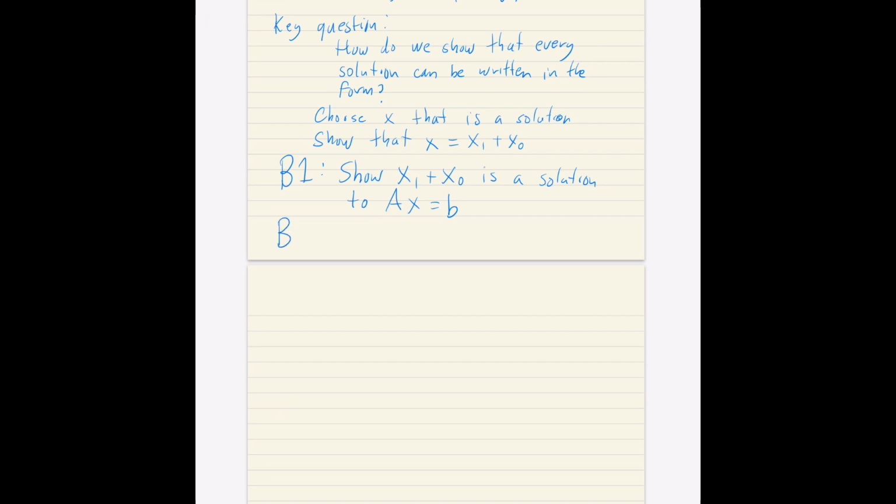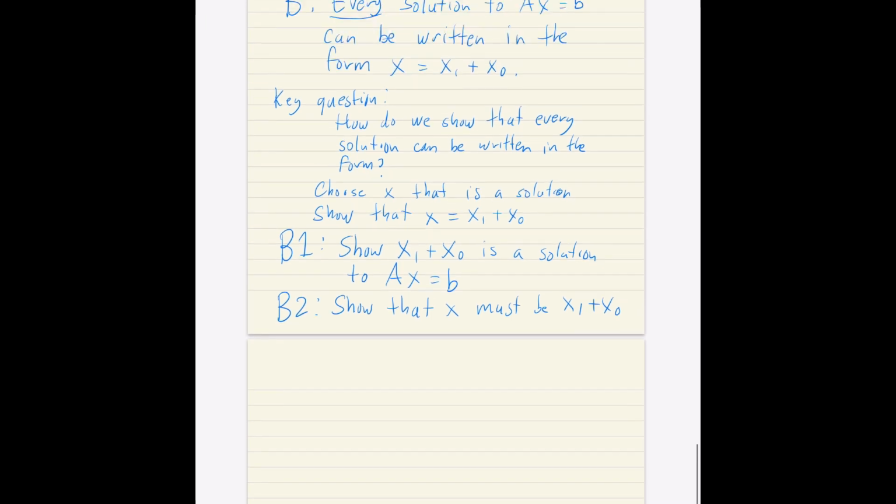So this leads us to our next step, which is B2. We have to show that x, which was the previous solution, must be x1 plus x0. Okay, so that should be it for our backwards part of the proof. We're kind of stuck there. Let's see what we can do in the forward part.